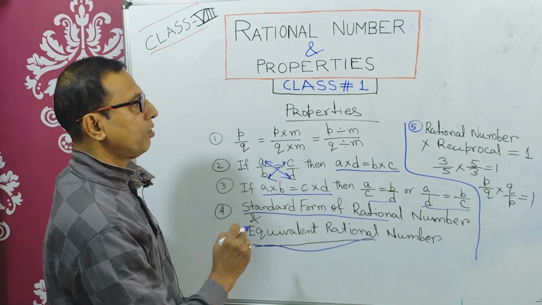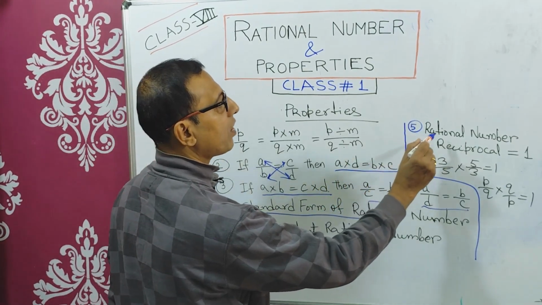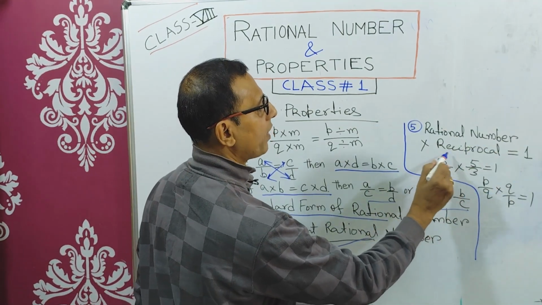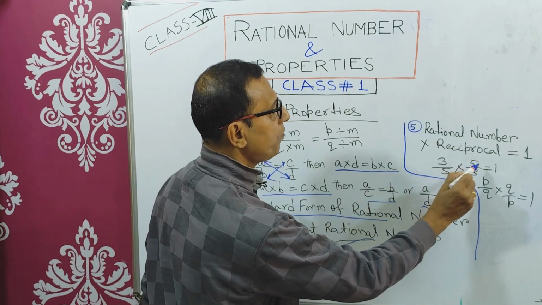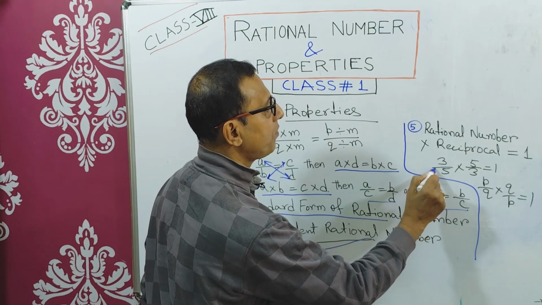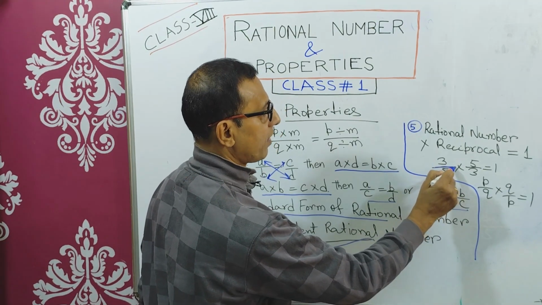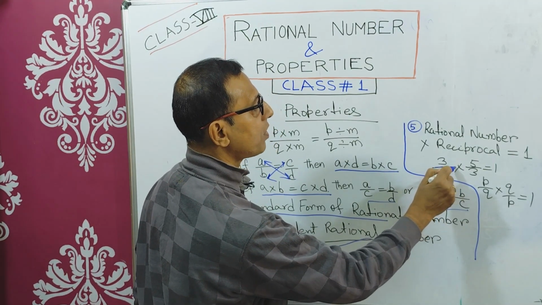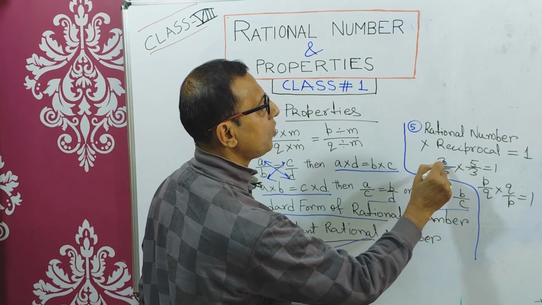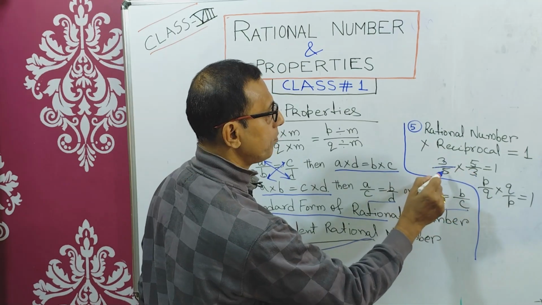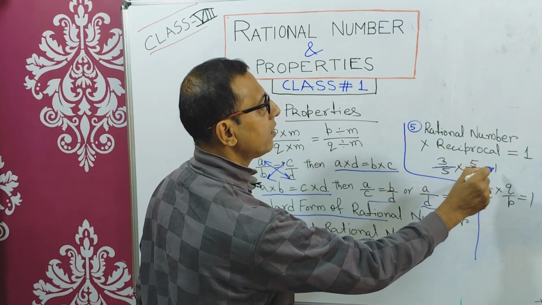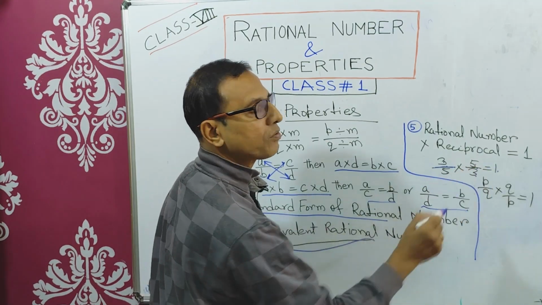Okay, and the last one is rational number into its reciprocal equals 1. What is the reciprocal? For any rational number, you need to flip the numerator and denominator. So if 3 by 5 is the given rational number, then the reciprocal of 3 by 5 is 5 by 3. The denominator 5 goes to the numerator and the numerator 3 comes to the denominator. When you multiply this rational number with its reciprocal, the multiplication result will be 1.